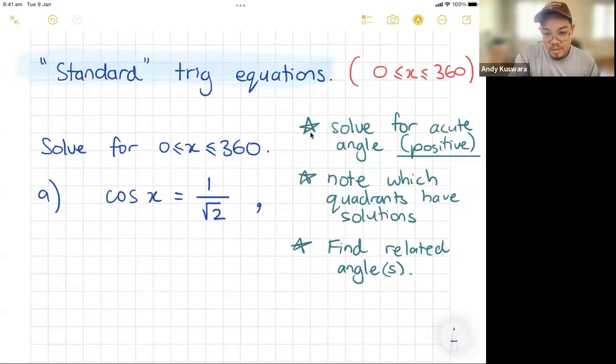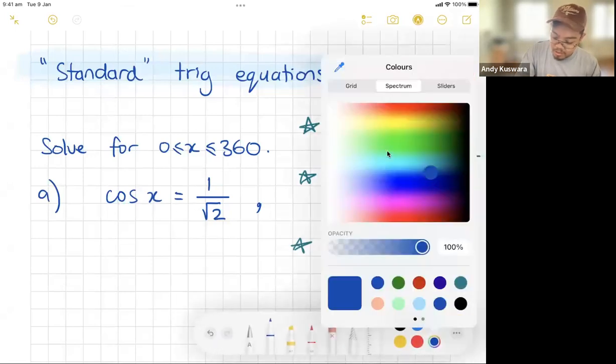I've written here on the side the steps I'm thinking through to solve this. First things first, I'll find the acute positive angle, which means the first quadrant angle. I'll note which quadrants have solutions, because cos x is either positive or negative or potentially both. And then the last step is to find all your correct related angles within your given domain. I'm going to do a couple of examples here, so hopefully you catch it as we go.